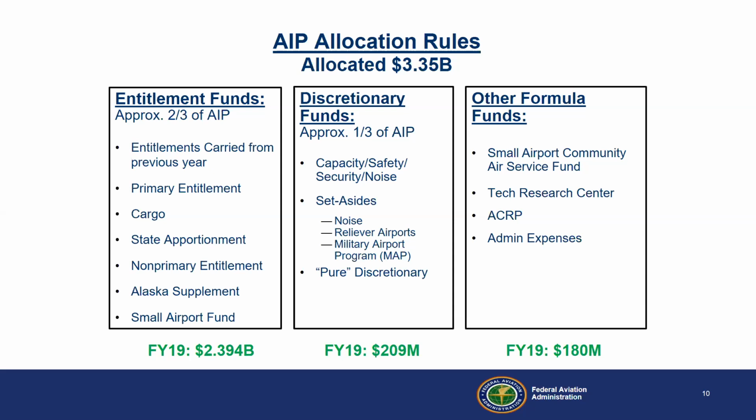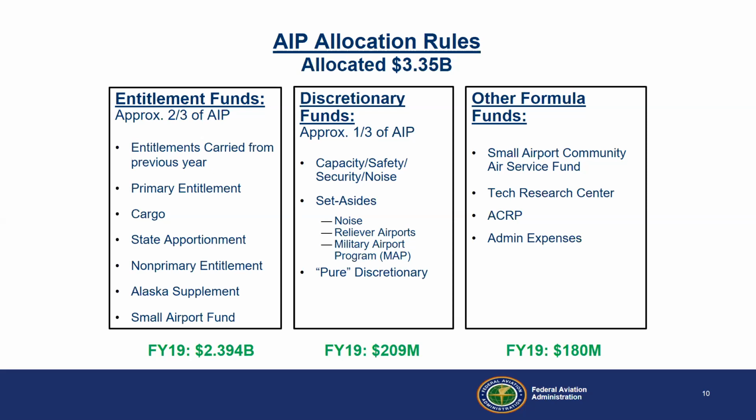Our other formula funds are ones that we won't focus too much on. It's mostly our admin expenses, money that we contribute to the Airport Cooperative Research Program, ACRP, money that we fund for the Tech Research Center, and the Small Airport Community Air Service Fund. The 2 major funds that we focus on are entitlements and discretionary.